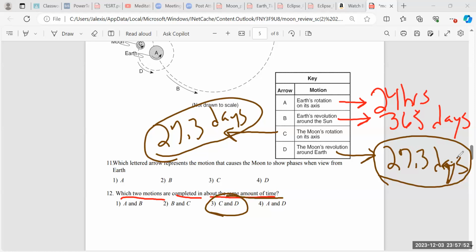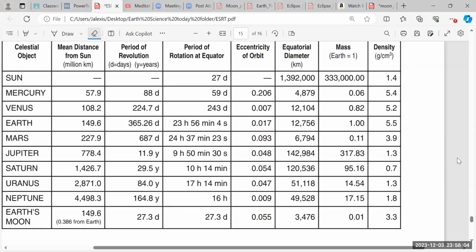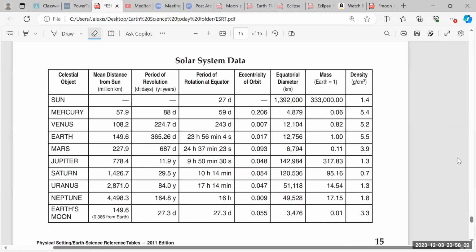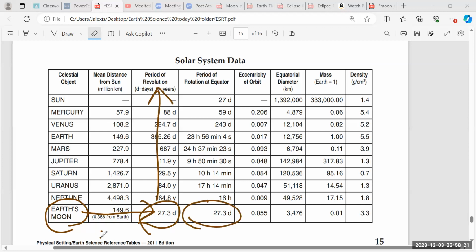If you ever forget where to find this information, remember, you can pause the video at any time. All right, I'm just going to clear this. You can go on the reference tables, and it'll literally tell you right here. Here we go. Focusing on the Earth's moon. Period of revolution, 27.3 days. Period of rotation at the equator, 27.3 days. So this is also on your reference tables.